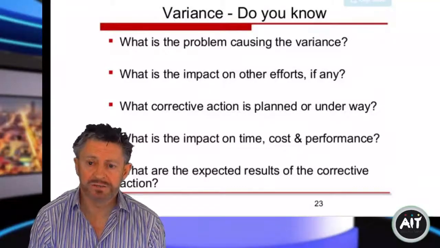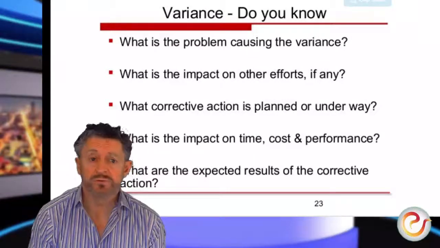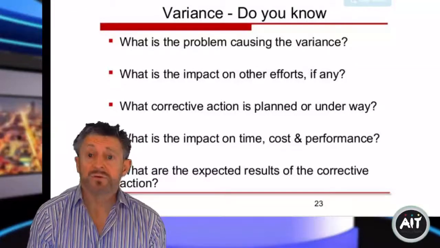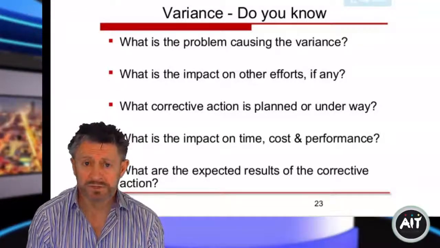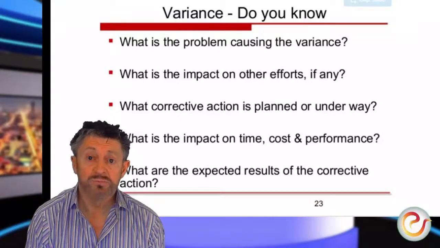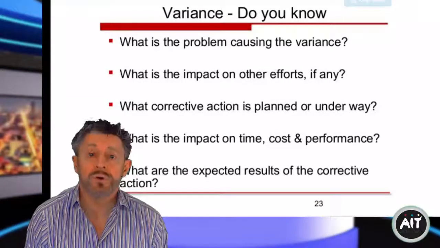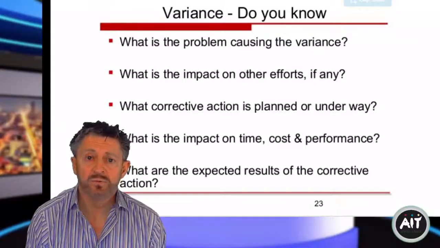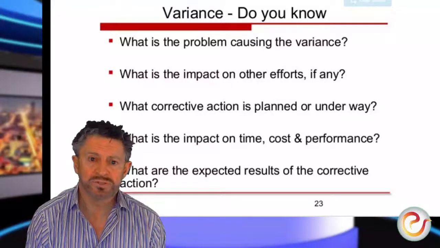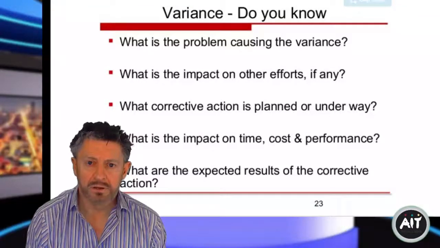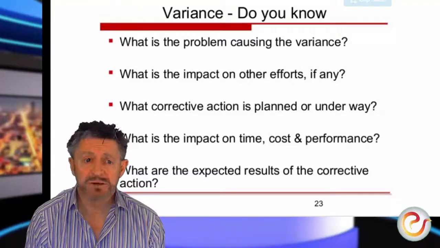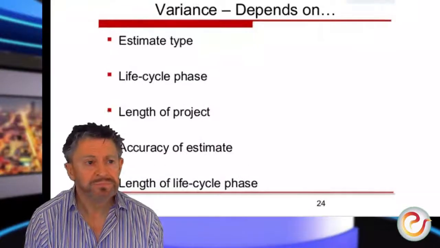and what are the expected results of the corrective action. So can we reduce time? Can we reduce cost if we speed things up? And then the whole question of quality might come into question. If you rush things just to bring it back on schedule, could you be jeopardizing quality? That's why we do all these analyses. That's why we plan and monitor and control our projects so tightly, such that we can see the impacts of decisions that we make.